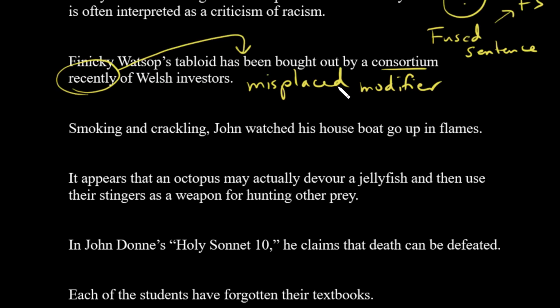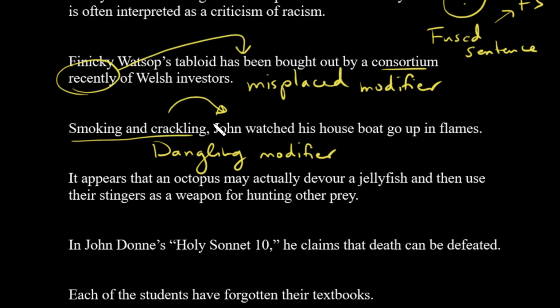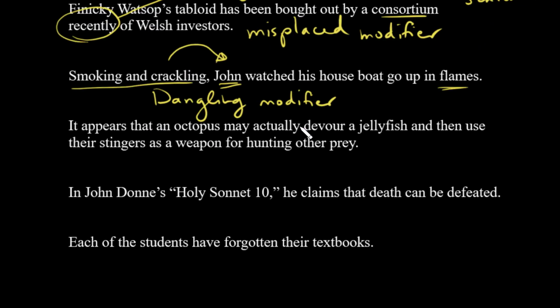We can have adjectives or adverbs in the wrong place, but we can also have entire phrases and clauses. Now, one particular modifier that's not simply in the wrong place, but also kind of badly attached, is called a dangling modifier. So it's a phrase, especially at the beginning of a sentence, that's dangling. That's not properly attached. And the implication with a dangling modifier is usually that it's attached to the wrong thing. So in this case, John is the subject here, and it sounds like John is smoking and crackling, but this should refer to the flames, and that's why we have to do some rewriting.